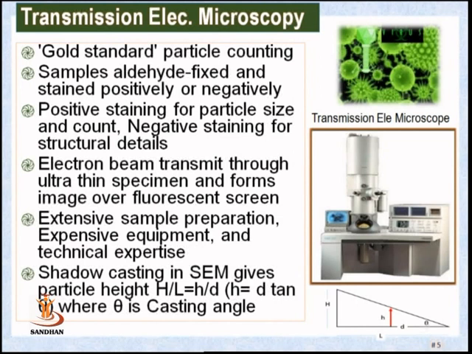In case of scanning electron microscopy, shadow casting using heavy metals like palladium, gold, etc. is used. Now, in electron microscopy, as you see in the diagram, the beam of electrons passes through a very thin sample and an image is formed over a fluorescent screen. From this fluorescent screen, the image could be recorded in digital format also.